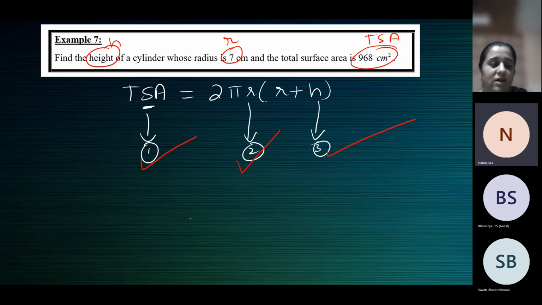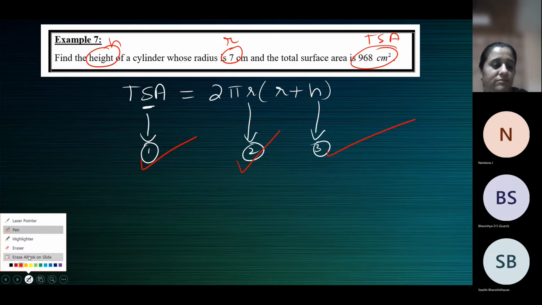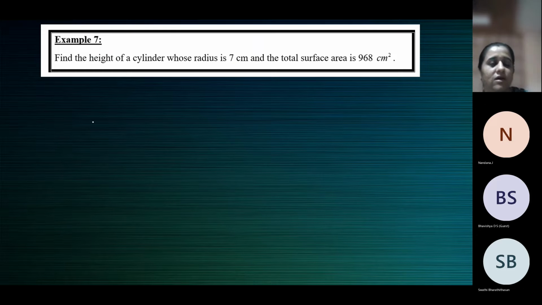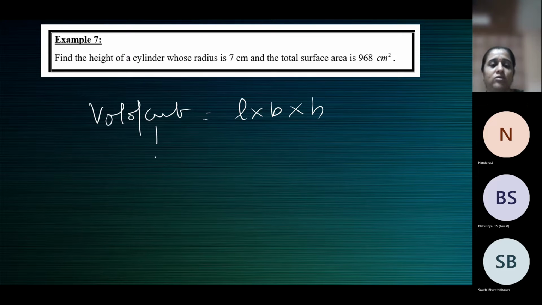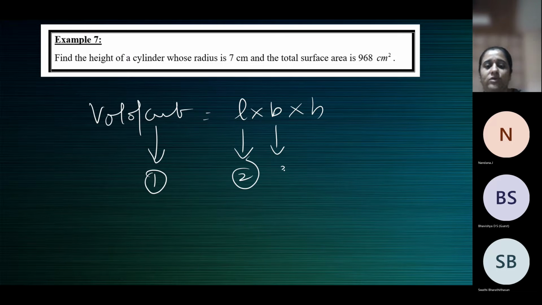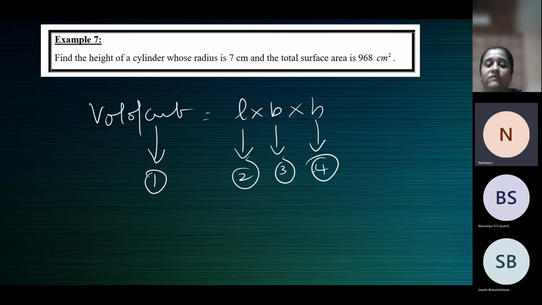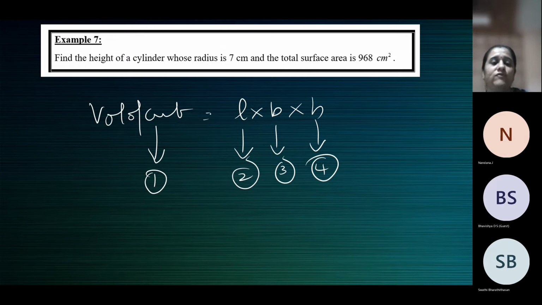Yes, ma'am. Now see this formula. Volume of a cuboid is equal to L into B into H. So how many unknowns? Volume of cuboid, 1. Length, 2. Breadth, 3. Height, 4. So there are 4 unknowns in this formula. Now, if you're given the volume of the cuboid, the length and the height, you can easily find the breadth of the cuboid.